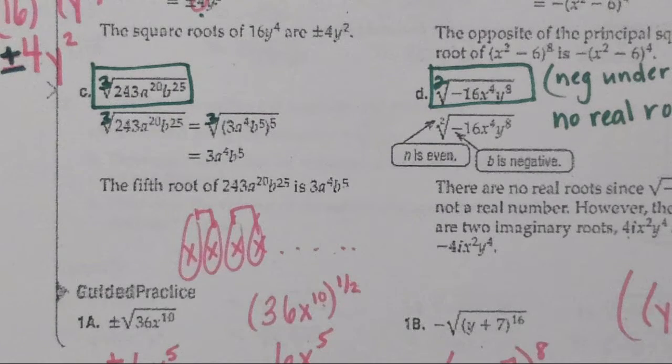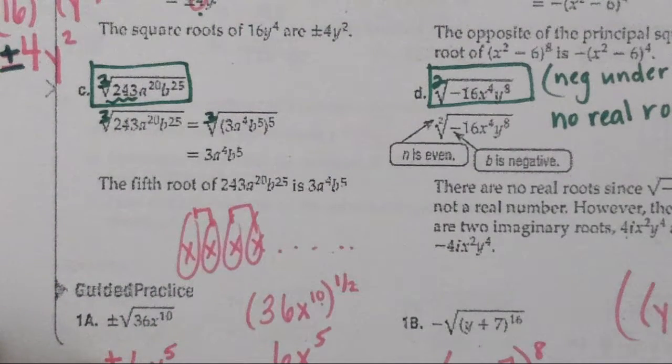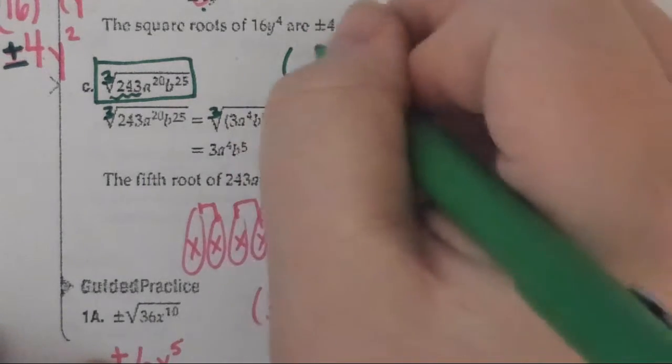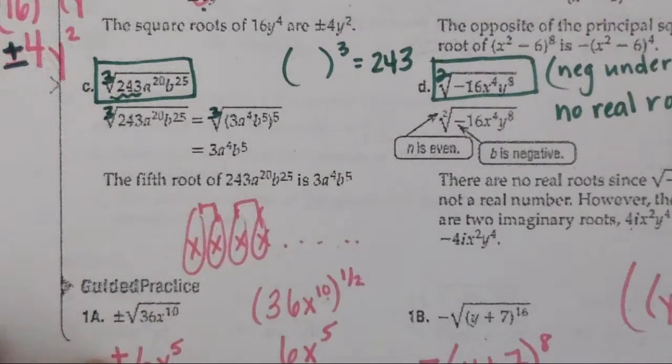Okay, so on C, we have 243. But I would have sworn at the end of the last semester, you took a perfect cubes test. So you're supposed to know what to the third is 243. There's a reason we made you do these things, so life would be faster. So what to the third power is 243?